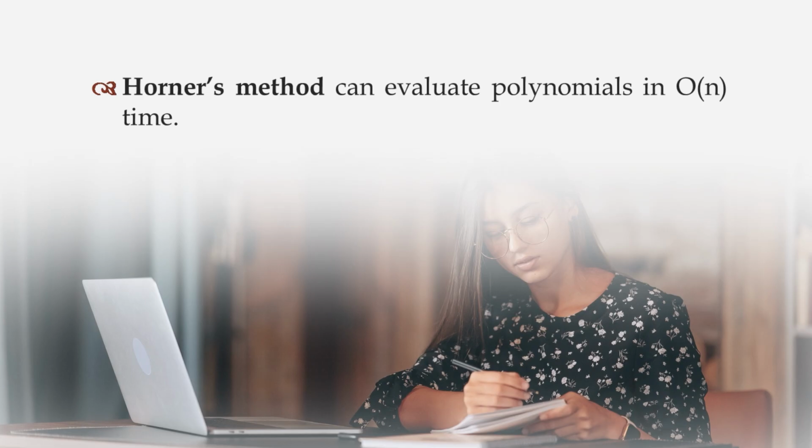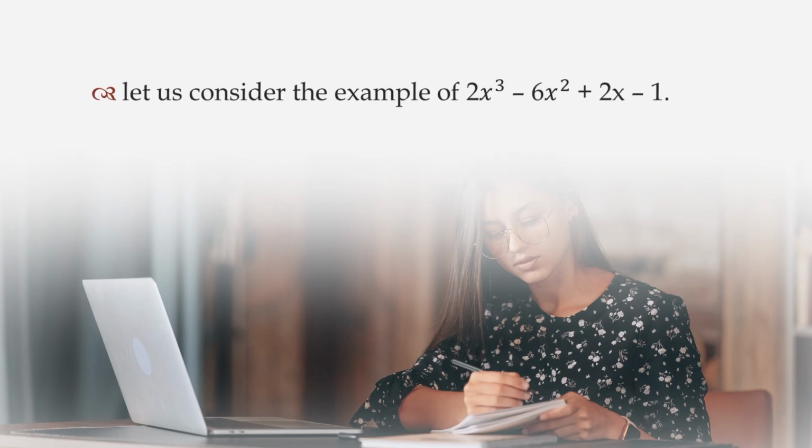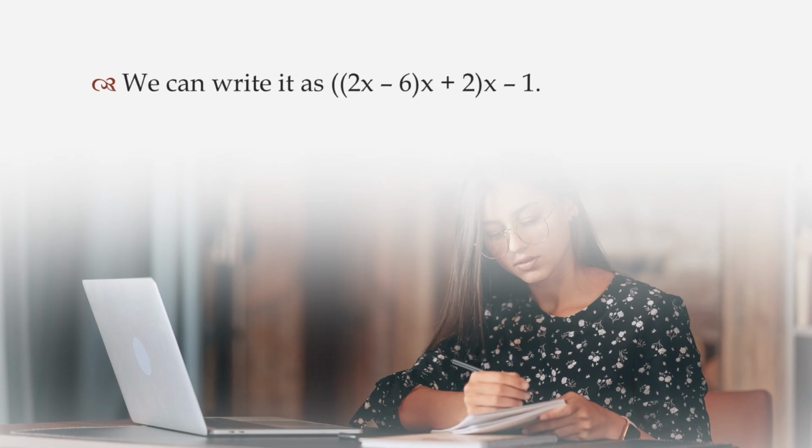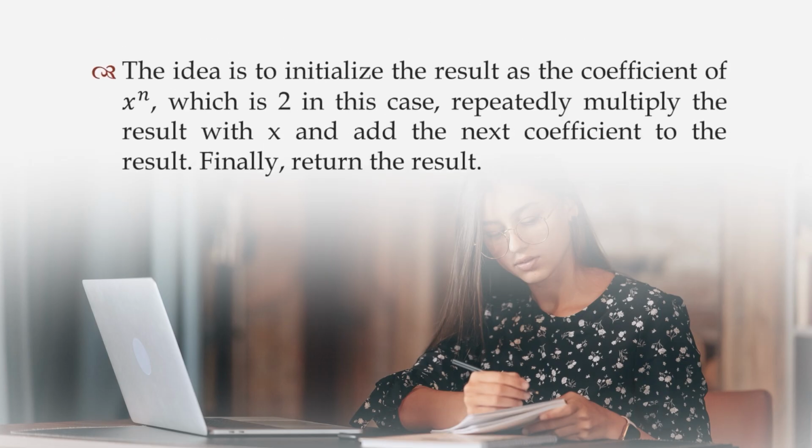Is it clear? So, let us consider the example 2x cube minus 6x square plus 2x minus 1. We can write it as ((2x minus 6) into x plus 2) into x minus 1. This is the simplification using Horner's method. The idea is to initialize the result as the coefficient of x to the power n, in this case the coefficient of x to the power 3 is 2. Repeatedly multiply the result with x and add the next coefficient to the result, and finally return the result.